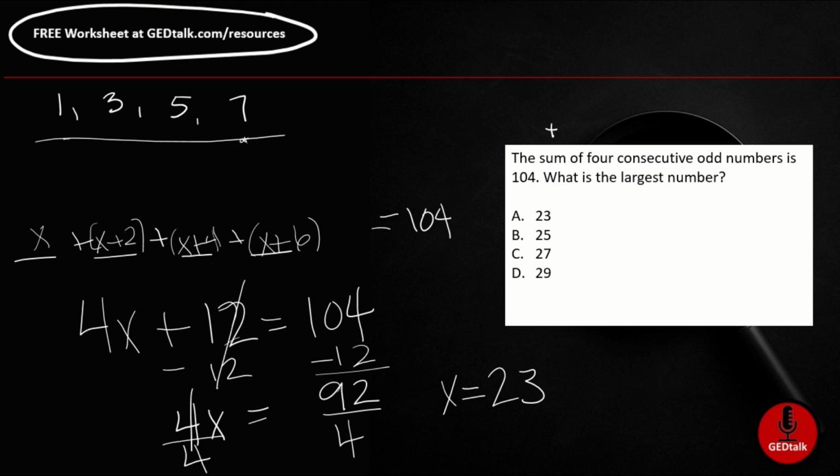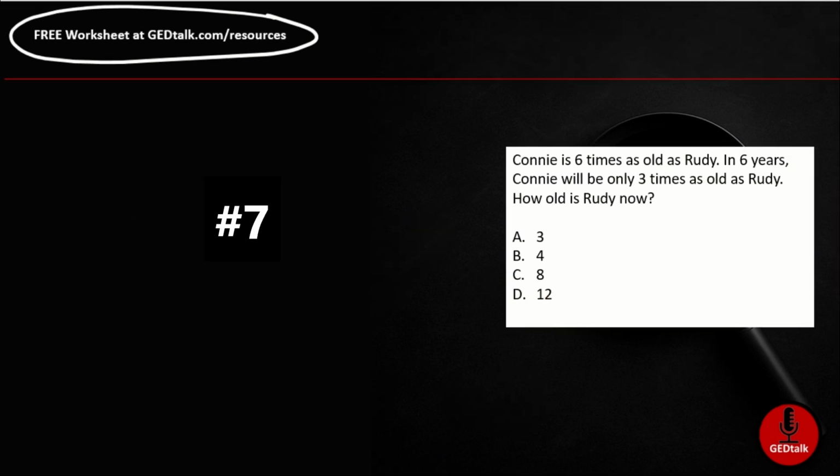And if you're like, yep, I got the answer, it's 23, it's letter A. No, slow down. X equals 23. The question is asking, what is the largest number? So if I know X equals 23, that's the first one. What's the next consecutive odd number after 23? It's 25, and then 27, and then 29. And so the largest consecutive number is not 23, it's 29. And that's answer D.